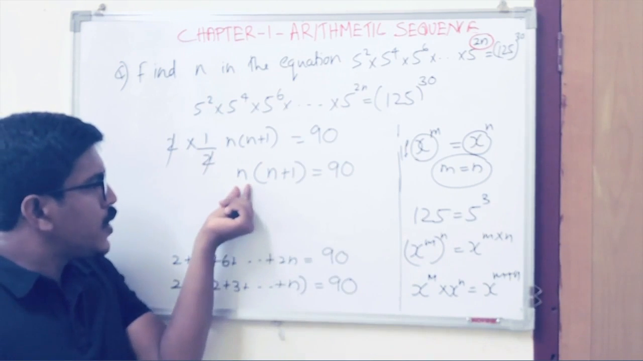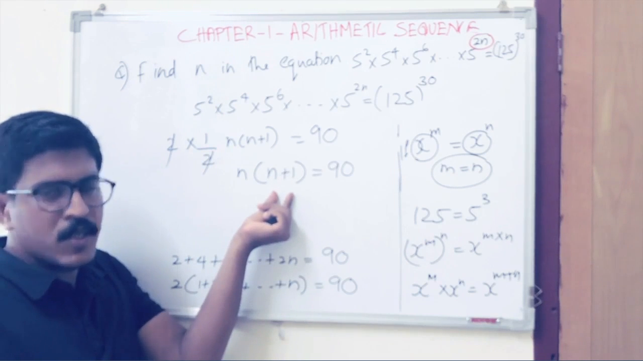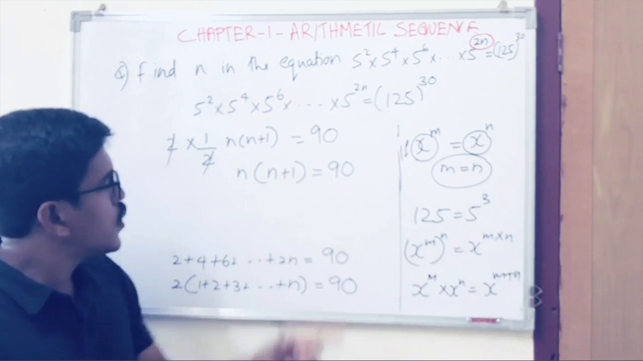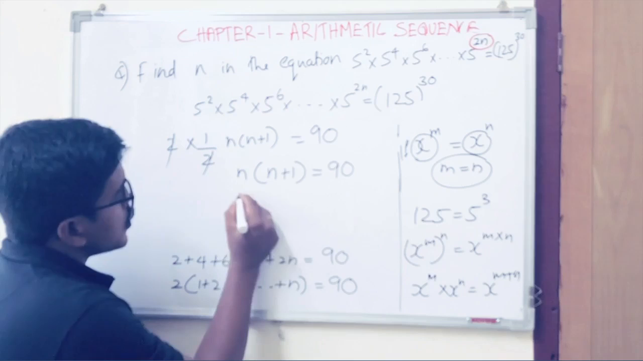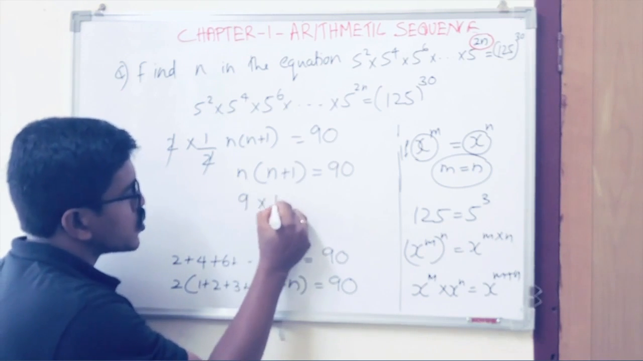Here, if we multiply any two numbers, the first number and the next number, we will get the answer as 90. Right? So the only possibility here is n is 9, because if I am writing 9, the next number 10 we need to write.